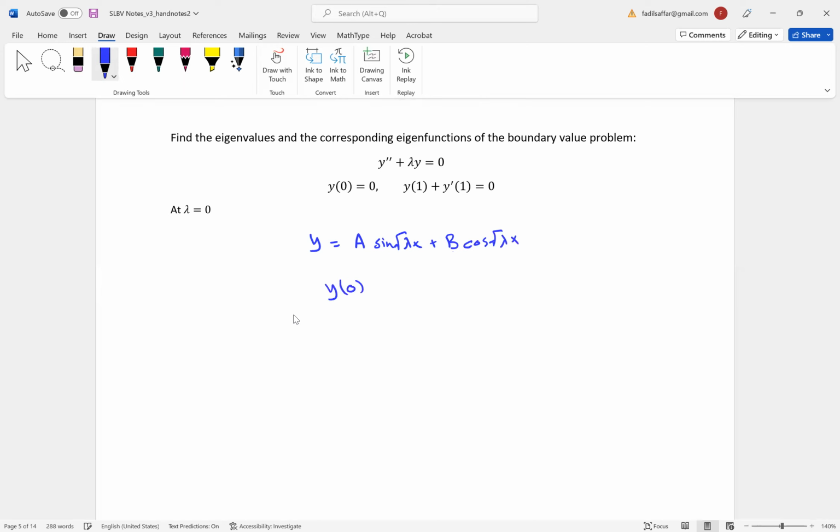When we apply the boundary conditions, we'll find that y at 0 is just equal to b. So this part is not there. This part is just 0 now because b is 0, and we only have this part. And when we apply the second boundary condition, which is y at 1 plus y prime at 1, that's just a sine square root of lambda plus square root of lambda cosine square root of lambda, and we have a here, and that's equal to 0.